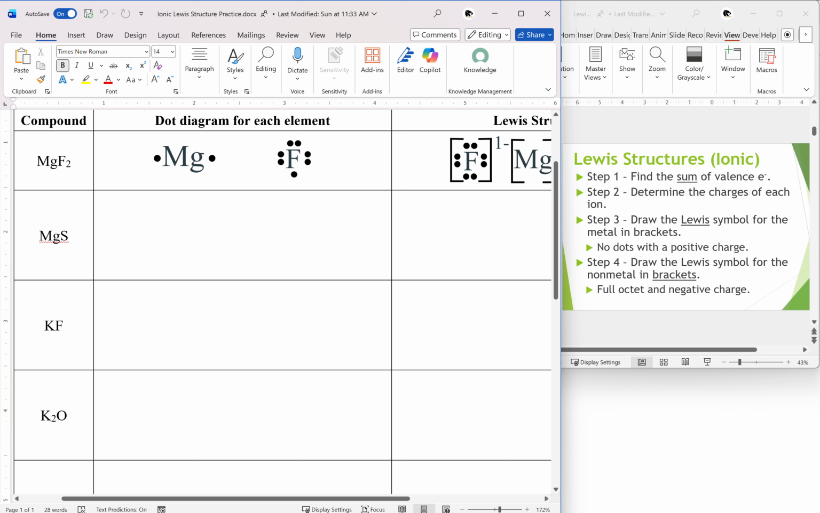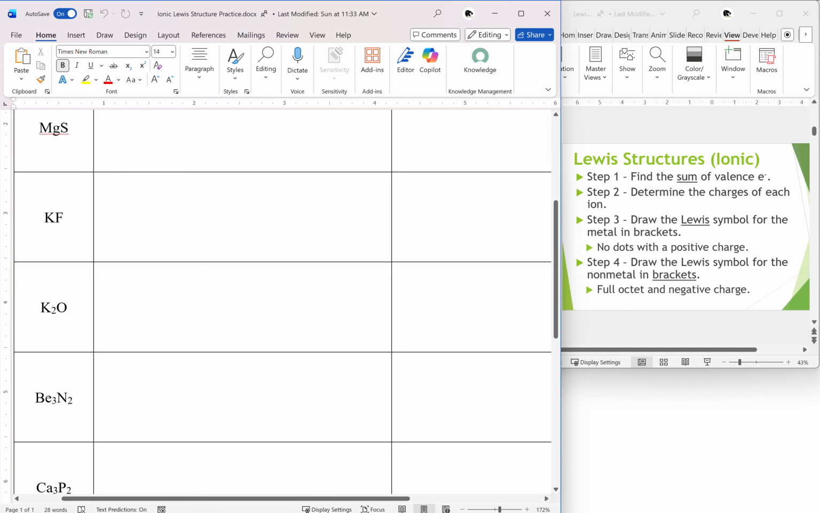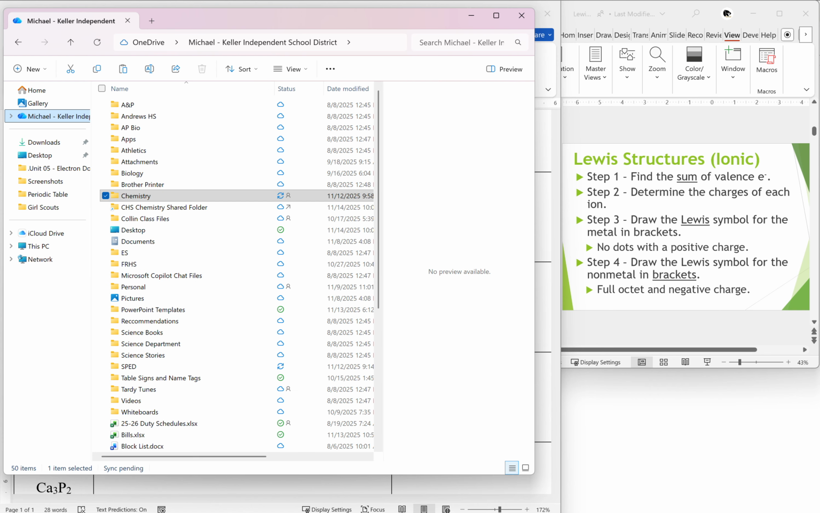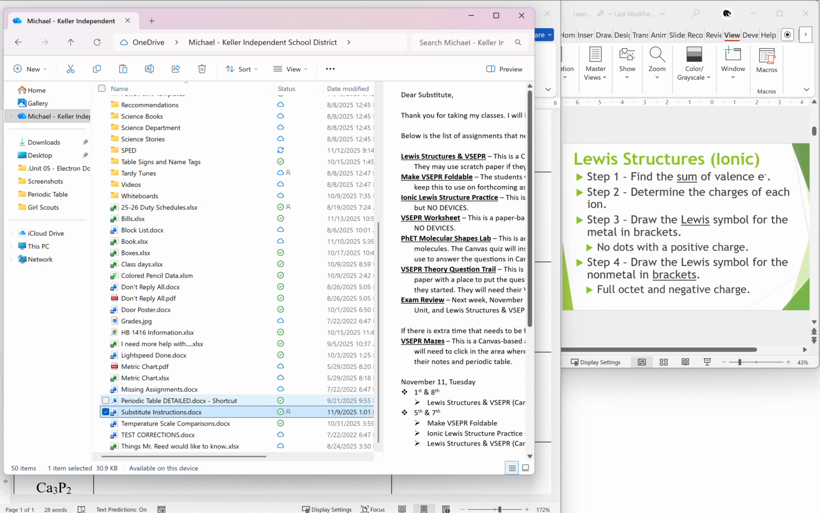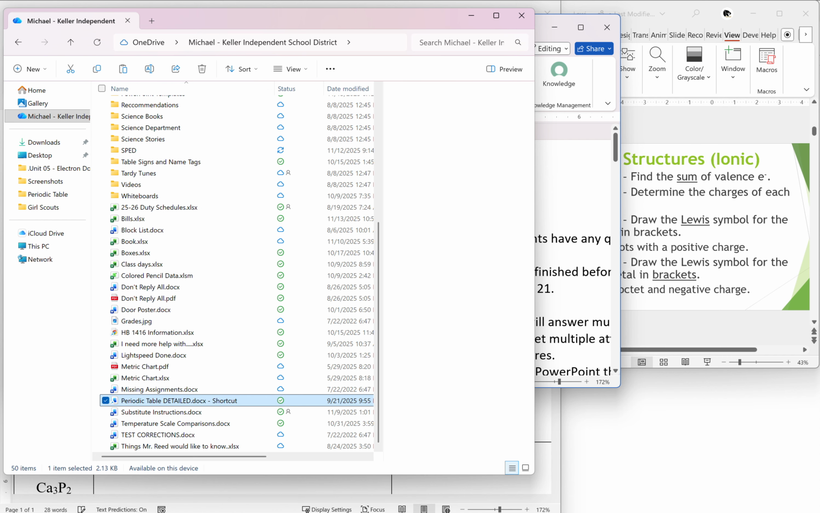It's similar to what we did in the notes, but in class on Friday or Monday when I was there, we did K2O. So I'll do that one for everybody. What you're going to need though is your periodic table, because the periodic table will guide you into having exactly what you need.